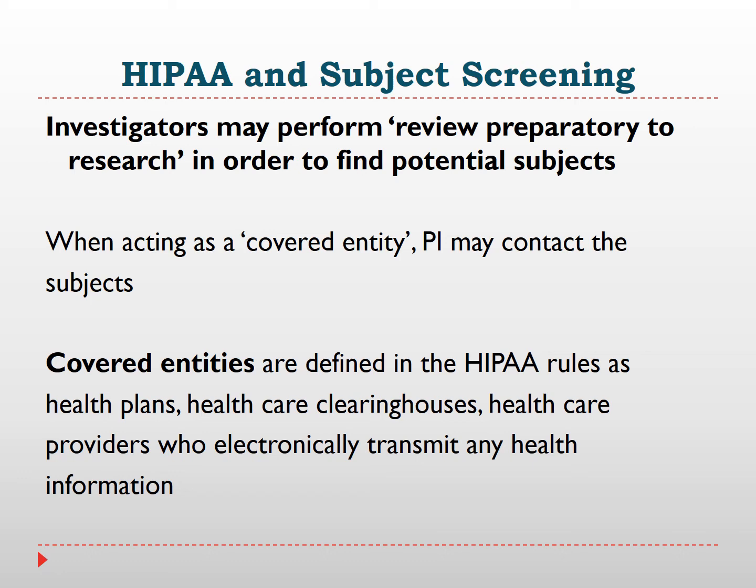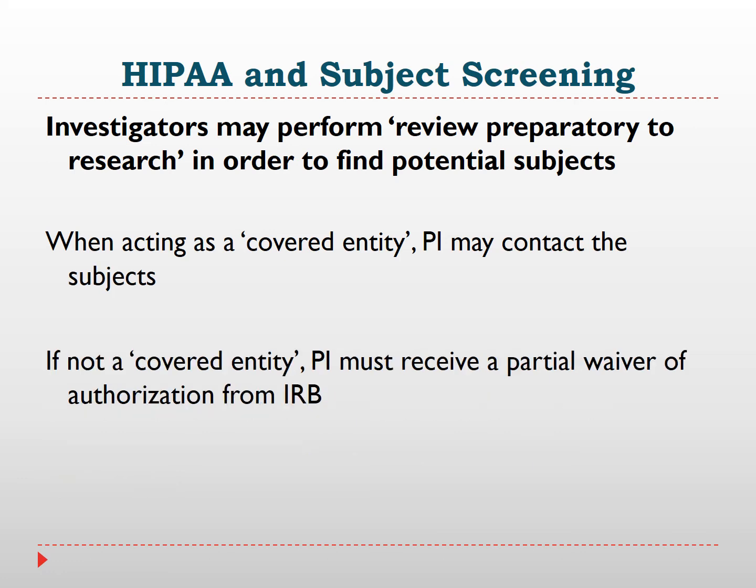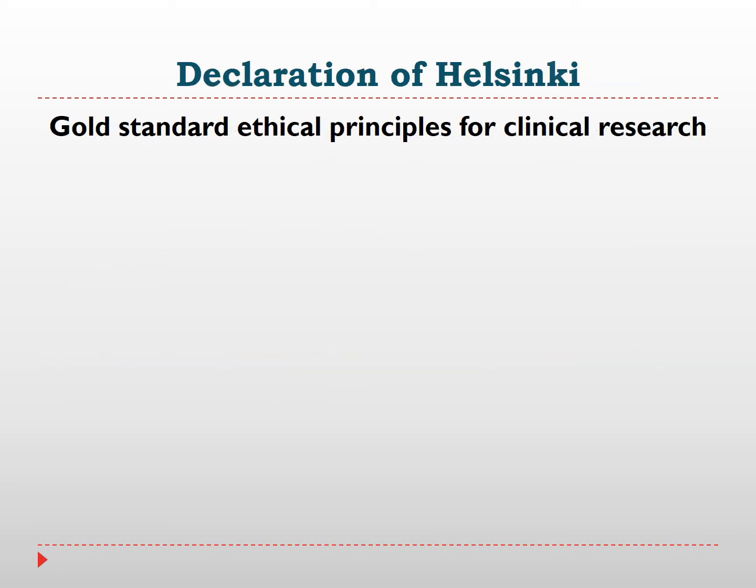So it is very, very likely that you will be working as a covered entity, and you have the authorization, you have the ability under HIPAA to go ahead and do screening to find potential subjects as a covered entity. If not a covered entity, the PI can go to the IRB and receive a partial waiver. And the PI can make this case to the IRB that I need to find potential subjects and this is how I'm going to do it, and the IRB can give permission. You'll be working as a covered entity likely.